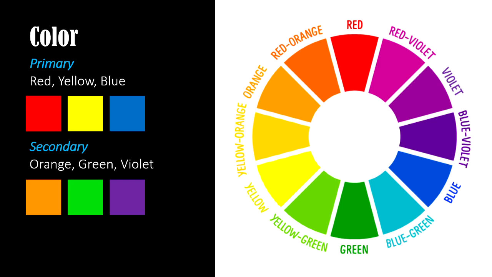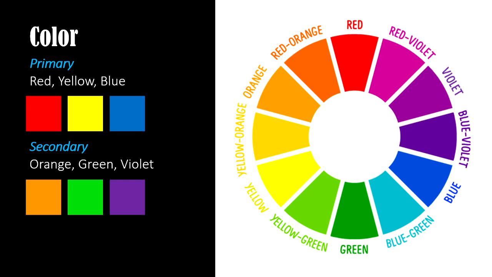We also have secondary colors. Secondary colors are made when you mix the primary colors. So you mix red and yellow, you get orange. You mix yellow and blue, you get green. You mix red and blue, and you get violet. Simple as that. There's also, on this 12-point color wheel, tertiary colors, which is like saying third colors.